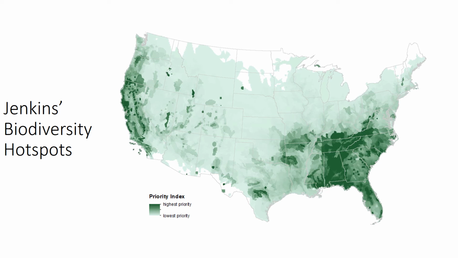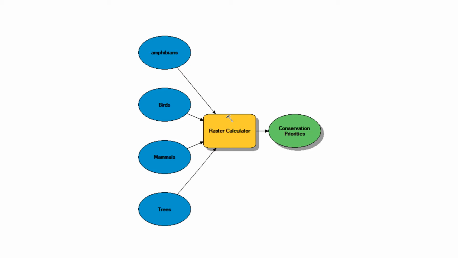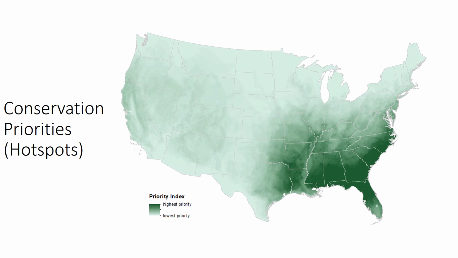According to Jenkins, the highest priority conservation areas are in the southeast, conveyed by dark green. The raster calculator tool added together the amphibian, bird, mammal, and tree layers to create a conservation priorities output. Similar to Jenkins' map, the result displays the highest priority areas in the southeast. This region is a conservation hotspot for the United States.